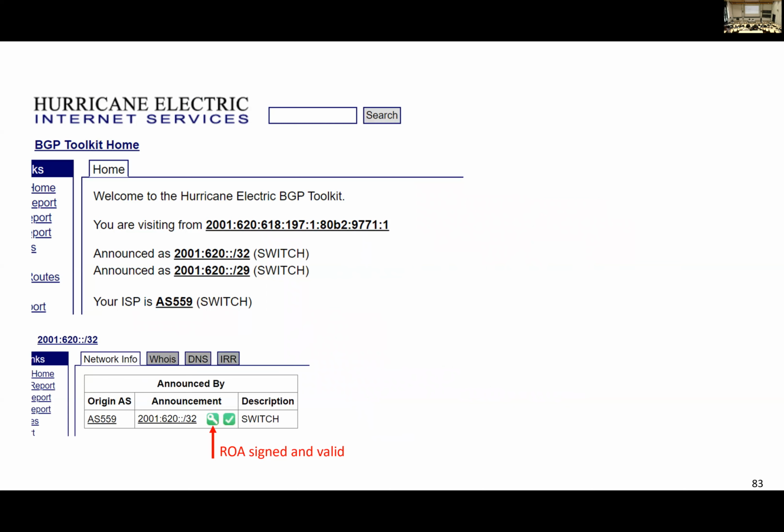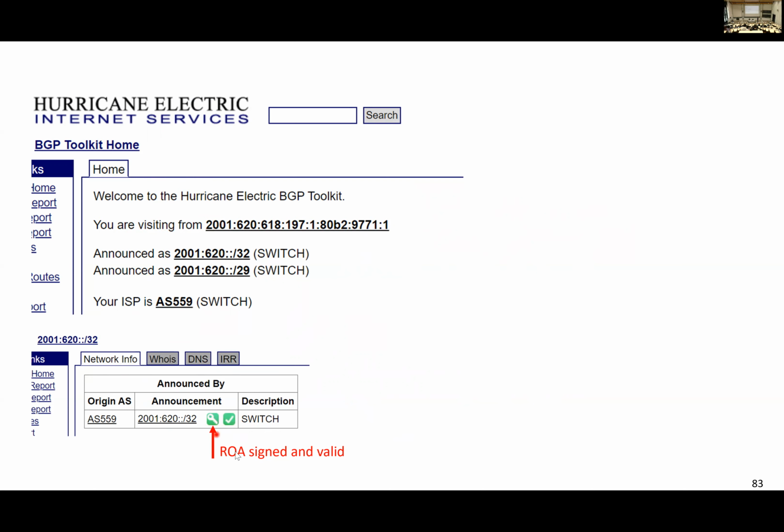Some companies like Hurricane Electric, which is an internet service provider, are very open. They give a lot of tools. For example, you can use their toolkit to verify a number of things. For example, here you can verify your own IP address, where it's coming from. So you will see this.